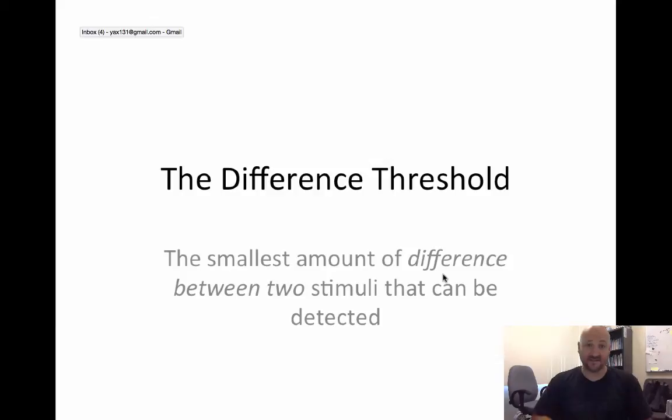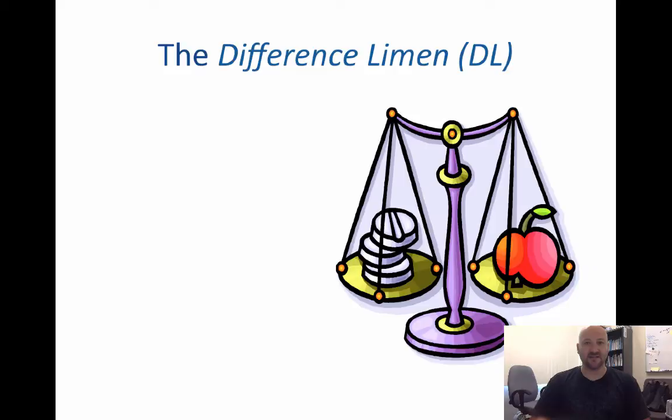Okay, so in this lesson, we are going to be talking about the difference threshold, which is slightly different from the absolute threshold. You'll remember that the absolute threshold was the smallest amount of energy necessary to detect the presence of a single stimulus. The difference threshold is the smallest amount of energy necessary to determine the difference, or detect the difference, between two stimuli. So this can be a little bit complicated.